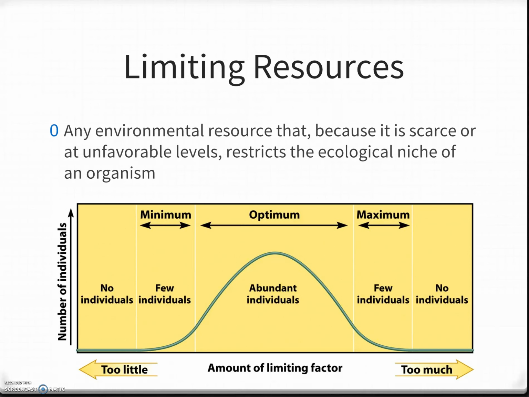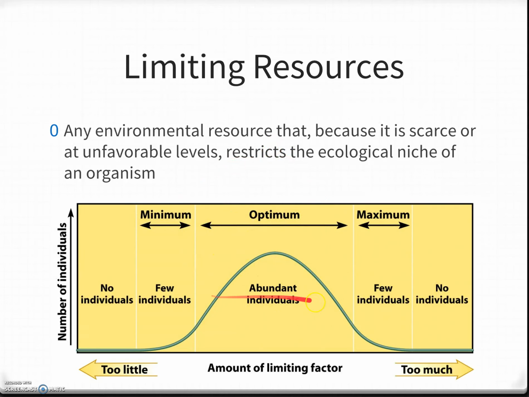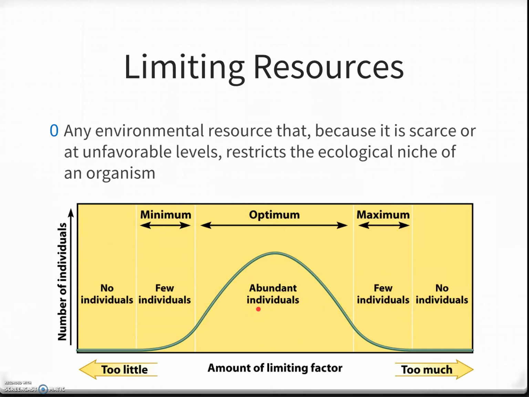This is an important graph. It's not in this chapter in this book, but I wanted to go over it now. It's any environmental resource that, because it is scarce or at unfavorable levels, restricts the ecological niche of that organism. So we have this optimum, and this is where we're going to find the abundance of individuals. So whatever this limiting factor is, whether it's water, whether it's food, whether it's habitat.